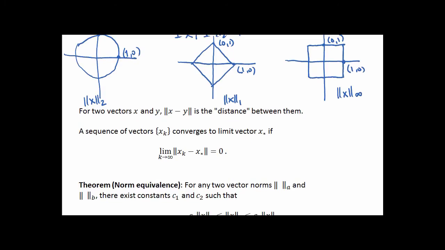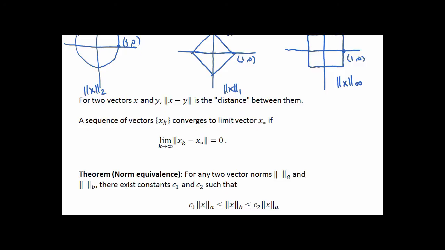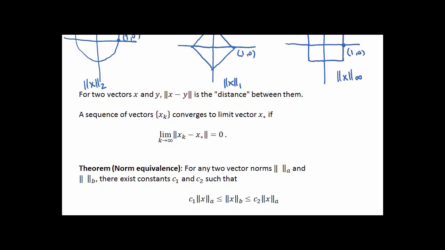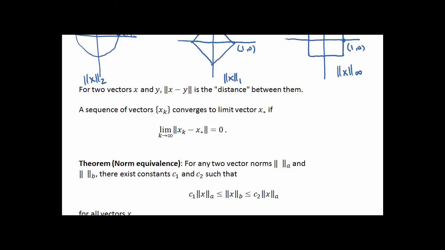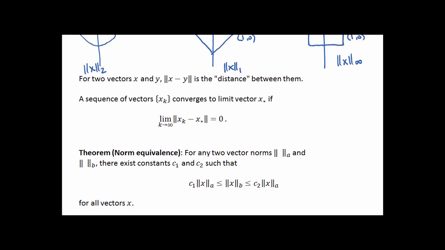Another way of thinking about norms is measuring distance. So if you have any 2 vectors x and y, the norm of x minus y is what we would term to be the distance between those 2 vectors. And using that sense of distance, if the distance between a sequence of vectors and some value goes to 0, then we say that the sequence of vectors converges. So now we have a way of talking about sequences of vectors and their convergence to a limit.